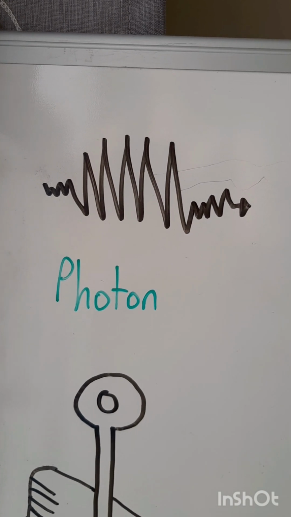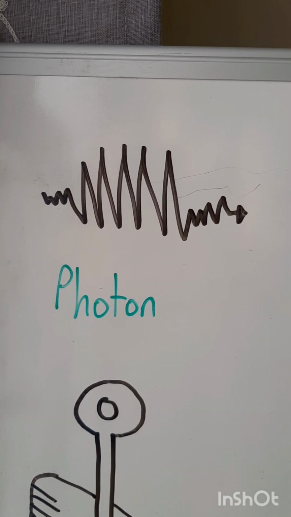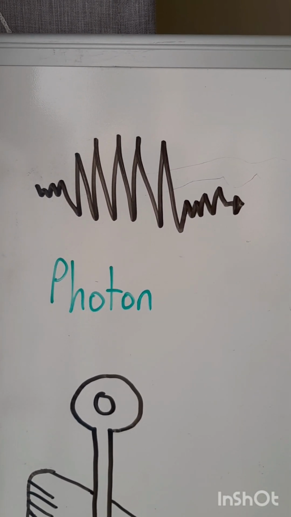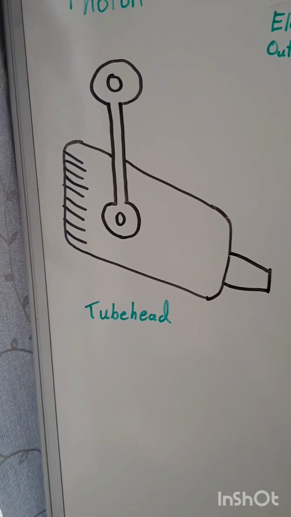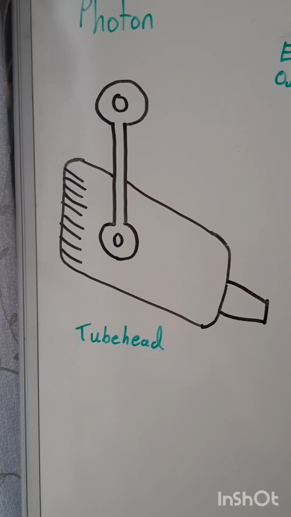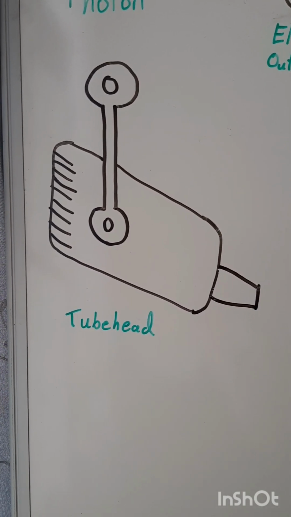A photon is a bundle of energy with no mass or weight that travels as a wave at the speed of light and moves through space in a straight line. A tube head is a tightly sealed, heavy metal housing that contains an X-ray tube that produces dental X-rays.